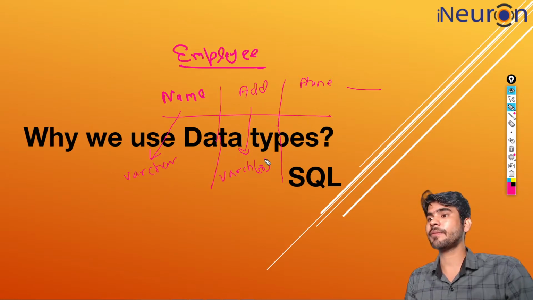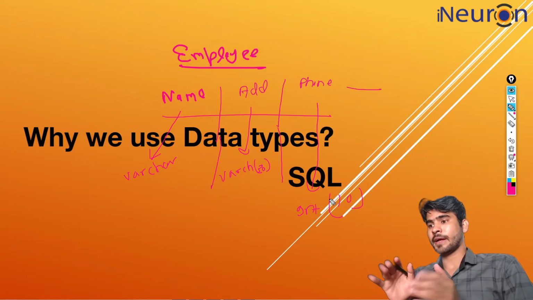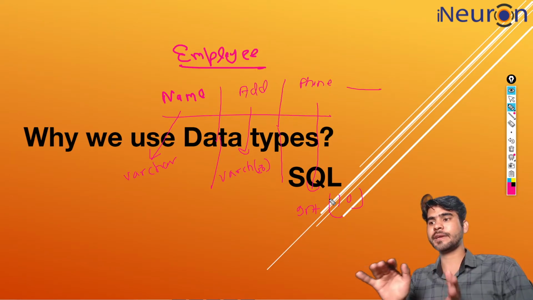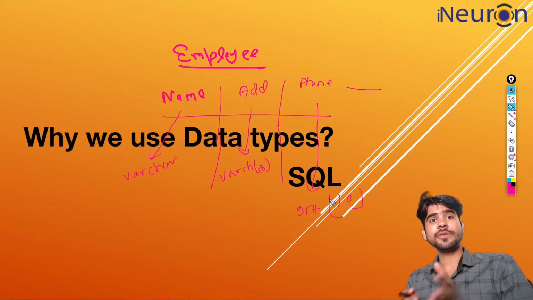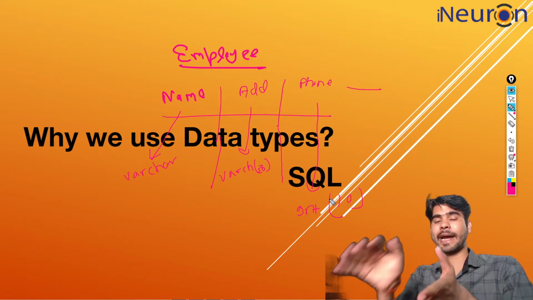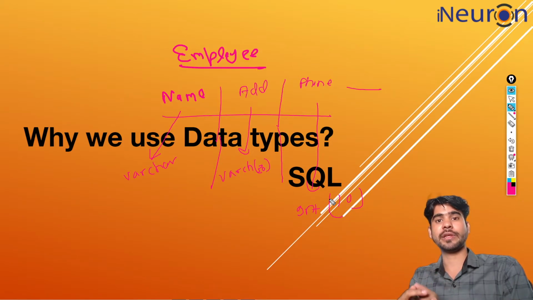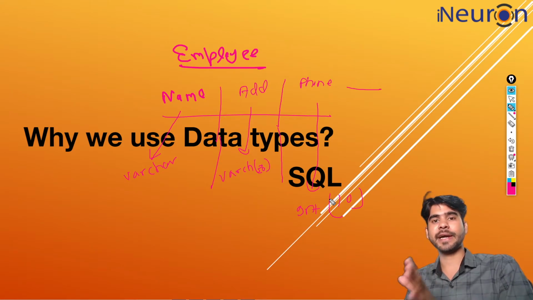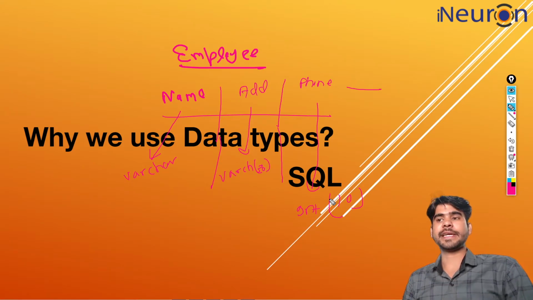Third, we have a phone number, which is an integer value. So we can define integer with 10, which means we have a 10 digit phone number. So the data type is a guideline for SQL to understand which types of data we can add under this particular SQL database or particular column. That's why we are defining a data type.